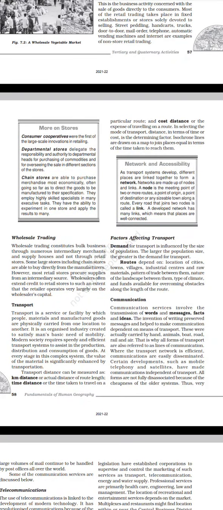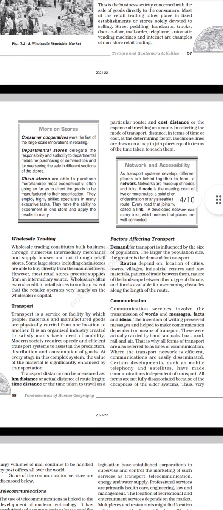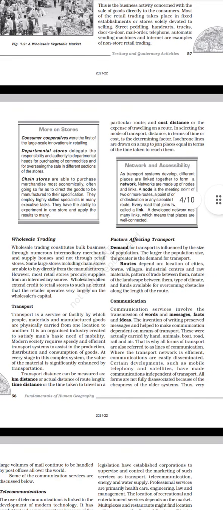Modern stores: consumers' cooperatives were the first of the large-scale innovations in retailing. Departmental stores delegate the responsibility and authority to departmental heads for purchasing of commodities and for overseeing the sale in different sections of the stores. Chain stores are able to purchase merchandise most economically, often going so far as to direct the goods to be manufactured to their specification. They employ highly skilled specialists in many executive tasks. They have the ability to experiment in one store and apply the results to many.